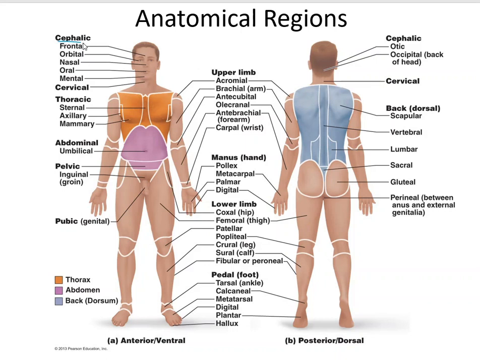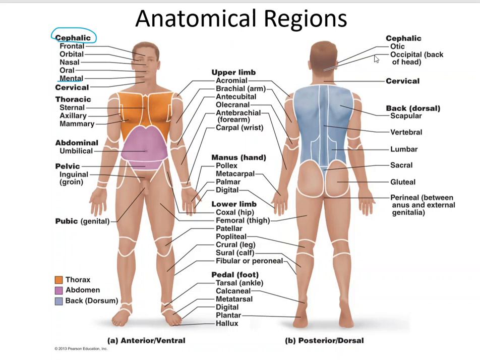Okay, in the cephalic region, cephalic being head, you've got the forehead, the frontal. The orbital is the eye sockets, the nasal is the nose, oral the mouth. Mental is chin. Let me make sure. Okay. Need to check off all these to make sure that we've got everything.